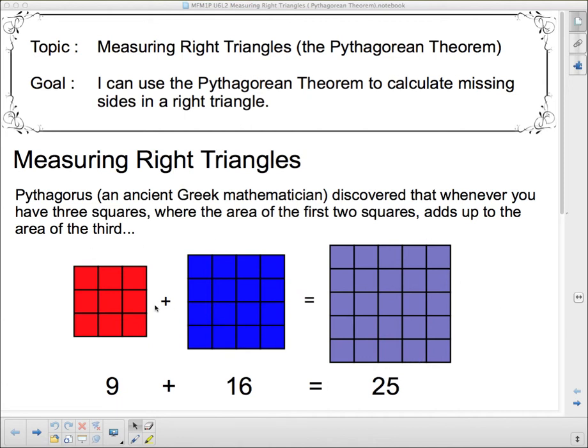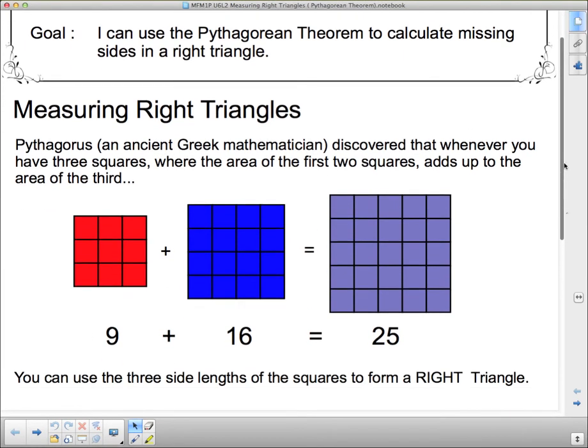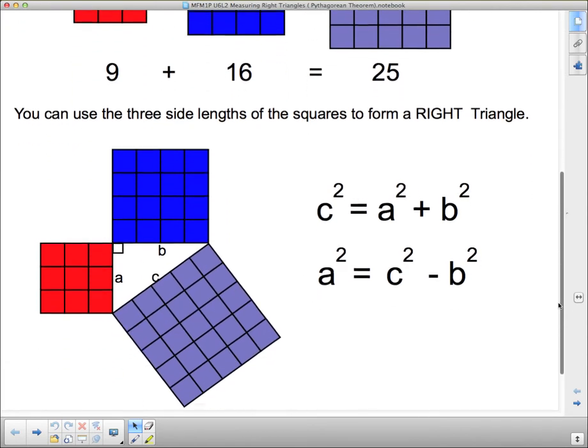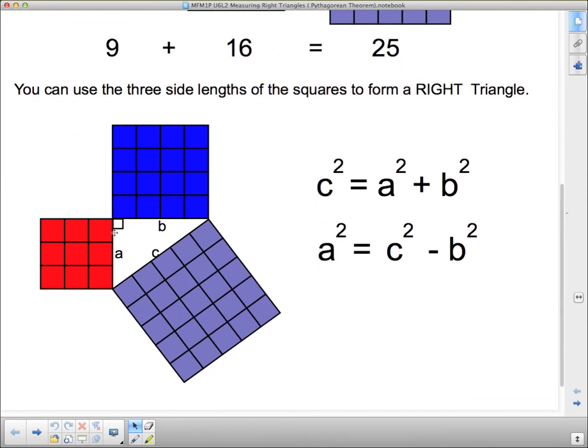Whenever you have this situation with those three squares, if you put those squares together so that their sides are touching, what is formed in between them is a triangle. And each side of that triangle is the same length as one of the sides of each of those squares, where the biggest side of the triangle, or the biggest square, is called the hypotenuse.